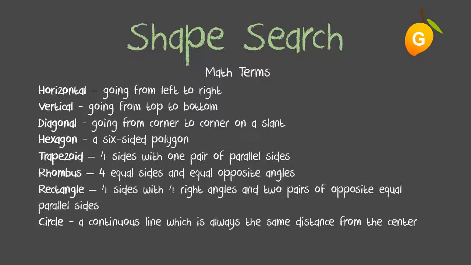Circle, a continuous line which is always the same distance from the center. Triangle, a three-sided polygon or three-sided shape. And a square, which has four equal sides.